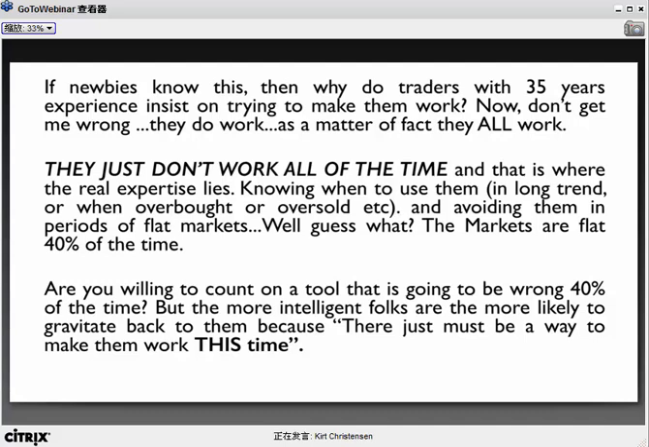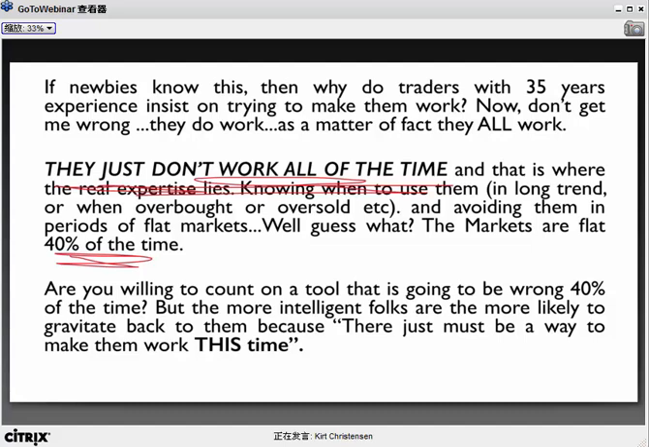The problem isn't that they don't work, it's that they just don't work all the time. And that's where the real expertise lies, knowing when to use them in a long trend or when the market's overbought or oversold, and avoiding them in periods of a flat market. Well, guess what, folks? The markets are flat nearly 40% of the time. So are you willing to count on a tool that's going to be wrong 40% of the time?